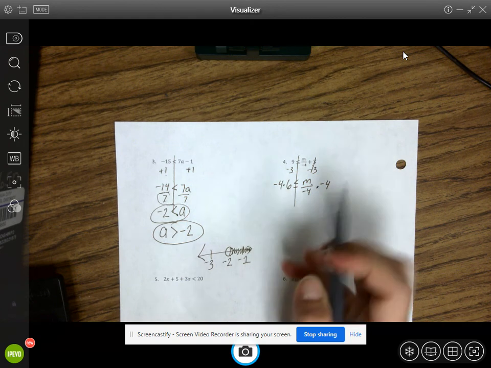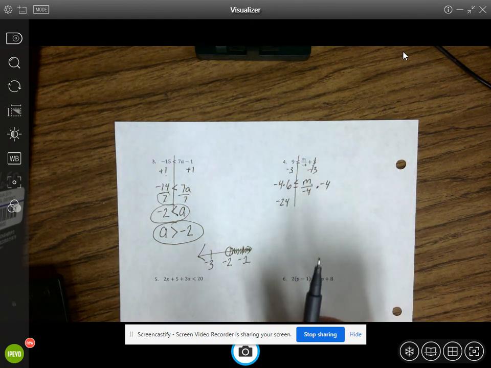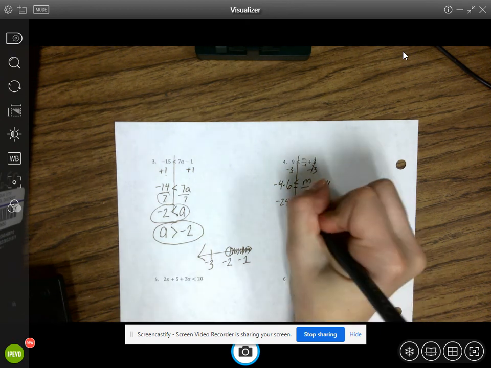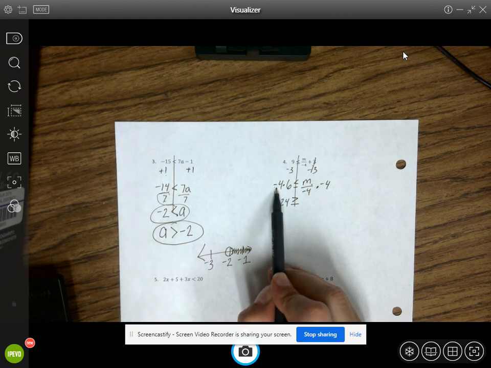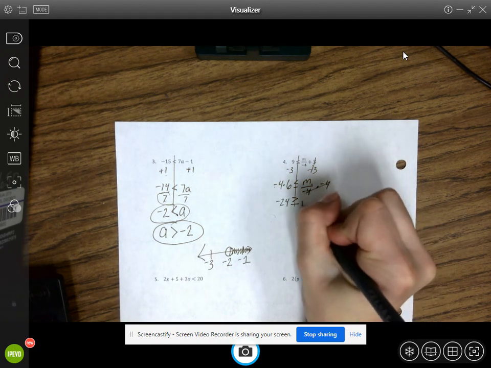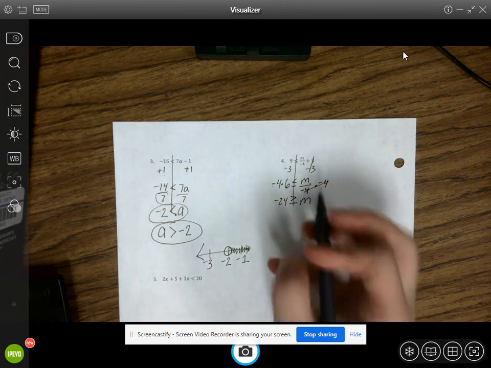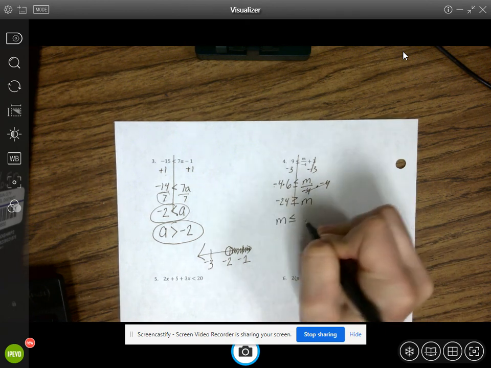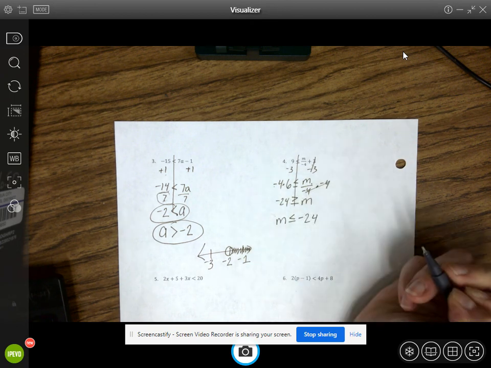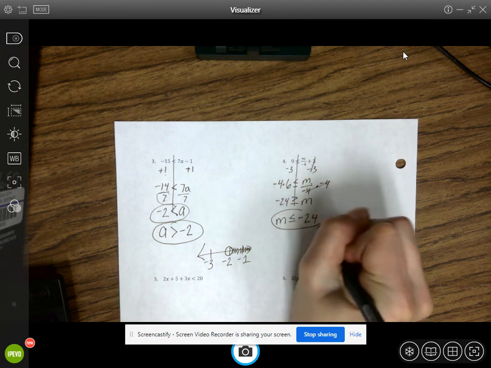Negative 4 times 6 is negative 24. Do I need to flip this symbol? Yes, I do. Flip it around because you multiplied by a negative. Am I done? Once again, I'm not, because I have my variable on the right and I want it on the left, so I'm going to put m. You're going to write the symbol backwards so that it's pointing towards m still. So m is less than or equal to negative 24.